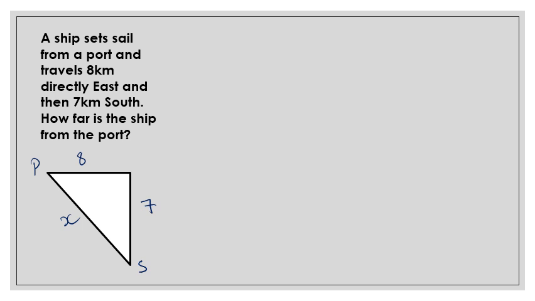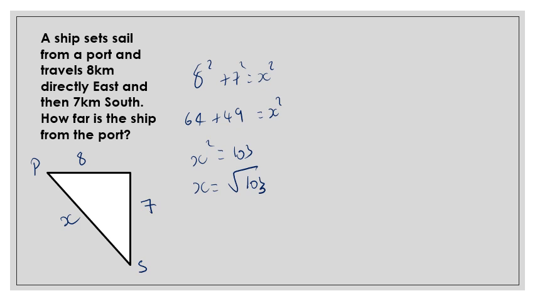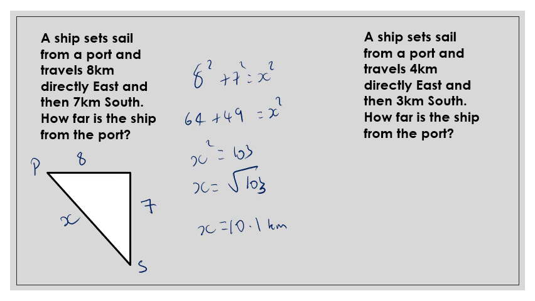So we are going to say, again, Pythagoras, 8 squared plus 7 squared equals x squared. 64 plus 49 equals x squared. X squared equals 103. X equals the square root of 103. X is going to equal 10.1. So can you guys pause the video, have a go at this question here for me, please?